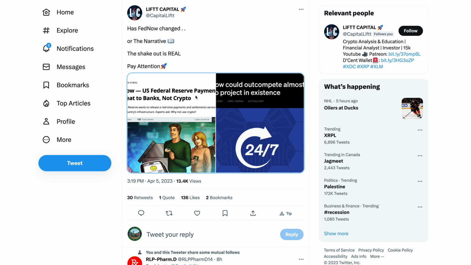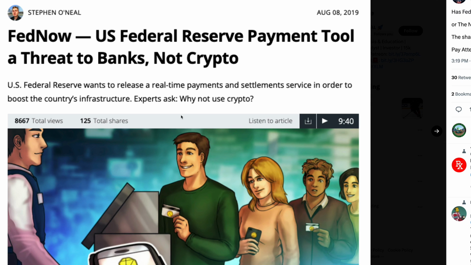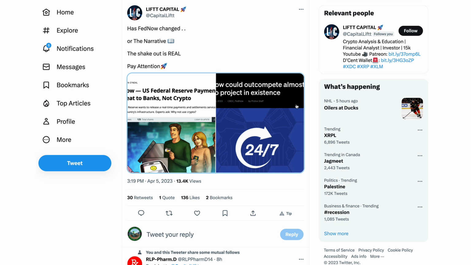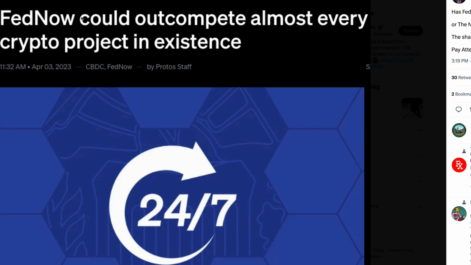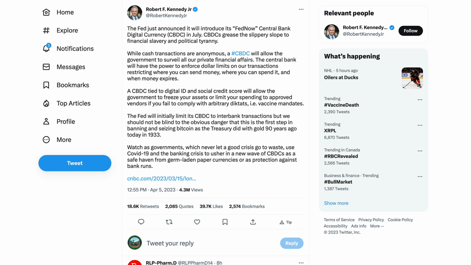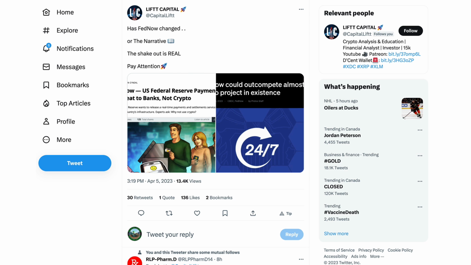So interesting now how they are making it sound like, and this to me sounds like powers that be control narrative type of stuff. This one not particularly. I think that this is an honest headline here, but now knowing what we know, FedNow could outcompete almost every crypto project in existence. And moving away from the idea that the banks are going to be affected by this, when in fact banks are the most vulnerable. Interesting how they are shifting the narrative. So wanted to thank Lift Capital for pointing that out.